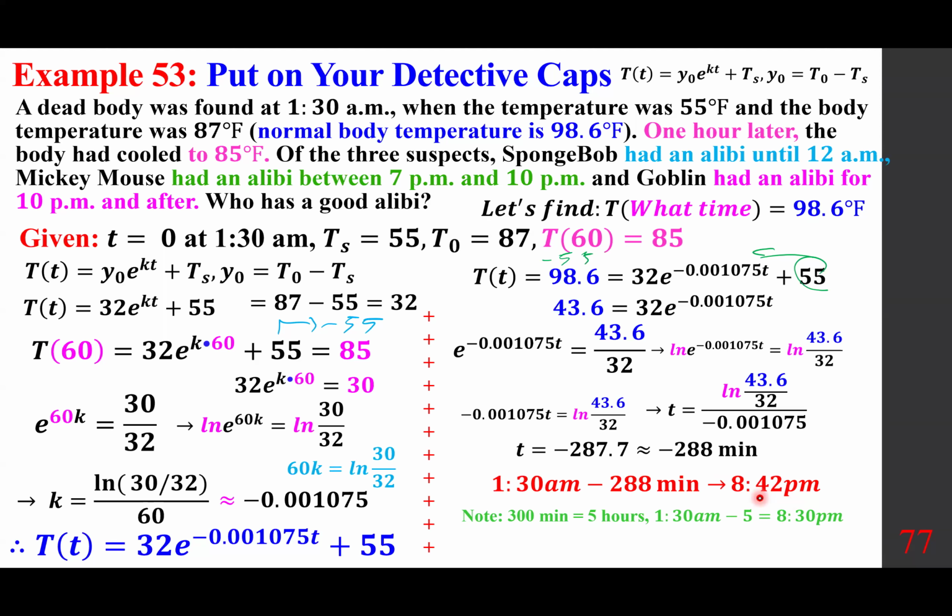So we're going to go back and look at everybody's case. SpongeBob had an alibi until 12 a.m. So that's fine. Mickey Mouse from 7 to 10. That's fine. Goblin had an alibi for 10 p.m. and after. So Goblin does not have a good alibi.